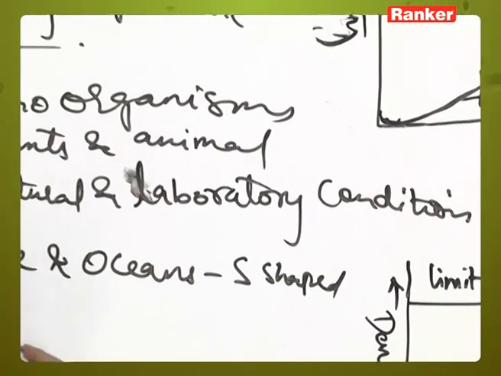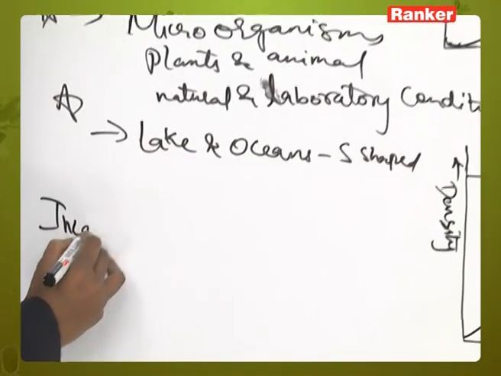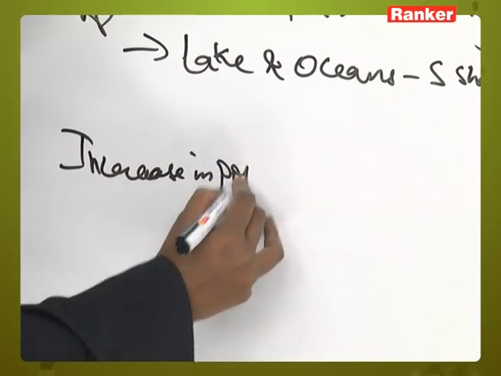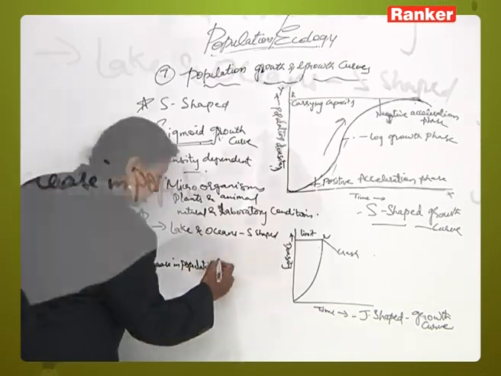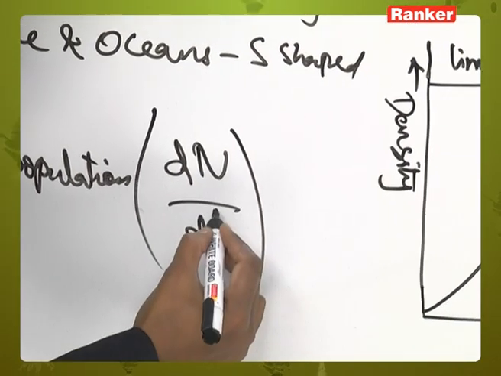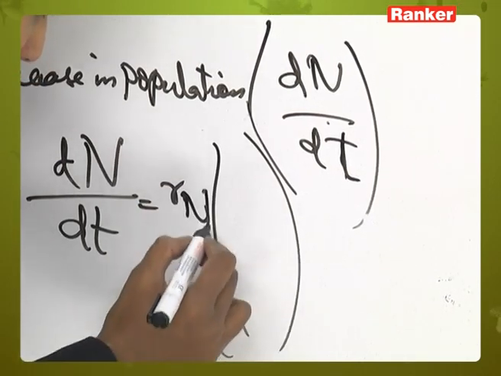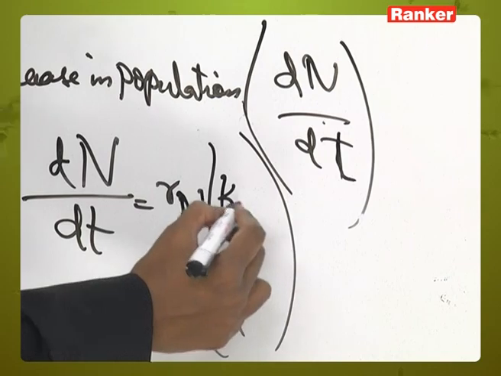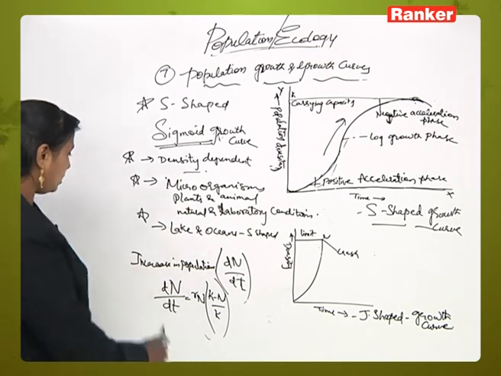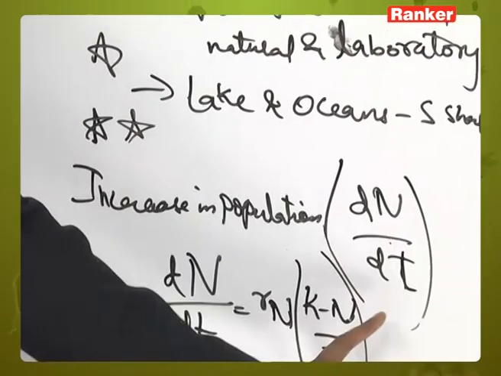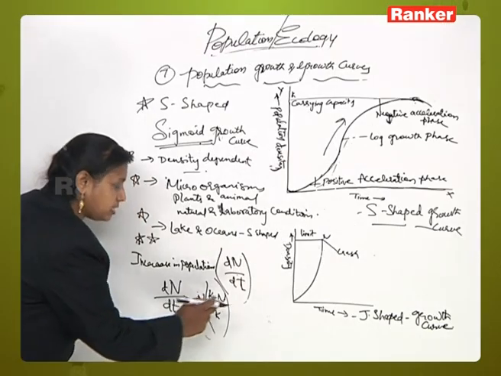Next, this growth curve can be measured or calculated by a formula. Increase in the population is equal to dN by dt, and dN by dt is equal to rN (K minus N) by K. So, increase in population on the basis of the sigmoid curve can be written like this. This is very important: dN/dt = rN (K − N)/K.